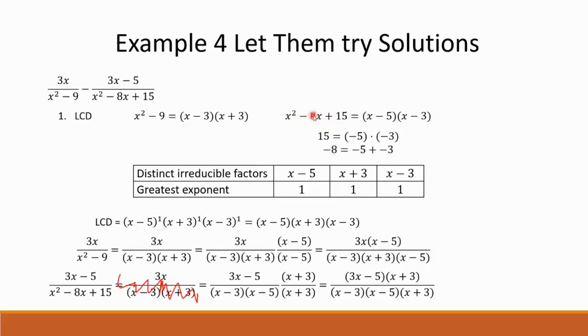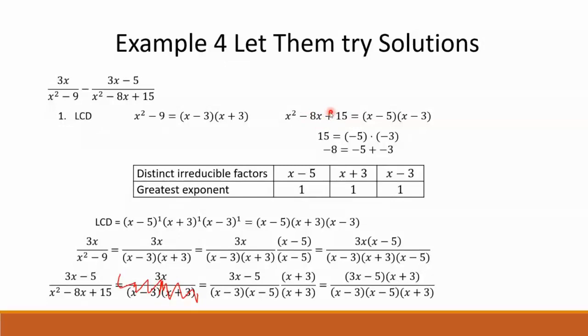This here, the coefficient of x, if you have a minus in front of it, that sign tells you what the sign of the bigger number is. So 5 is bigger than 3, right? So its sign has to be negative. It has to be negative.